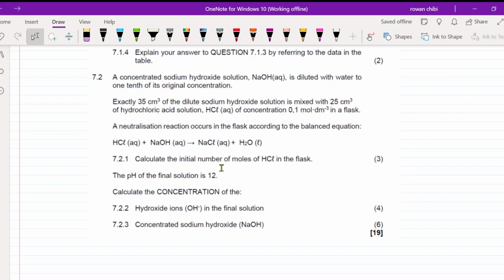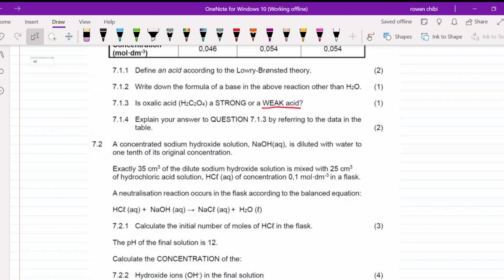7.2.1, calculate the initial number of moles of HCl in the flask for 3 marks. Okay, before we go and attend to this question, we need to understand what they are saying here. I think the proper approach is to draw yourself a picture of what is going on here. So I'll do that now on a piece of paper. Okay, let me read the statement again, then I'll draw you the picture.